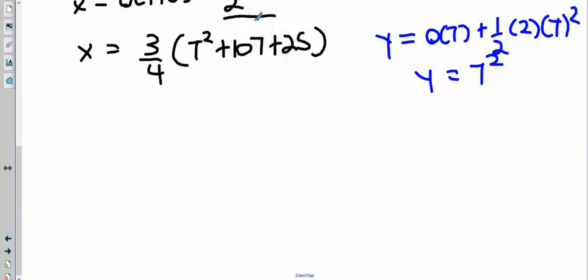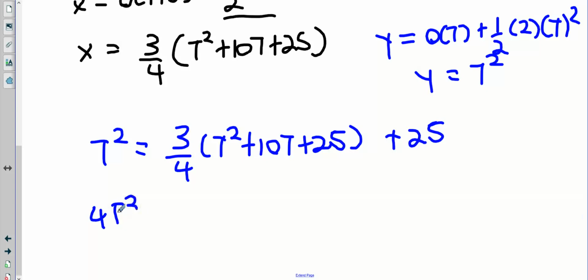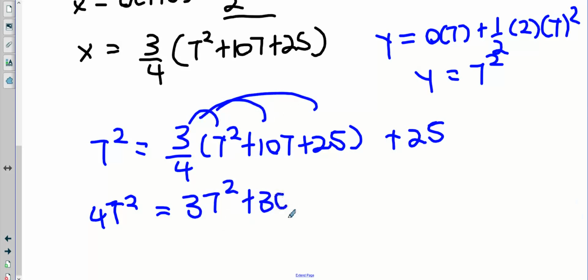So y, which is t squared, equals x, which is 3/4 (t squared plus 10t plus 25), and then plus your 25. Going to multiply both sides by 4. Is that okay? That will get rid of the fraction. Some of you guys are crazy for doing decimals and stuff. There's a lazier way. Just get rid of the fraction. Not dealing with decimals today. And then multiplying by the 3. 3t squared plus 30t plus 75.